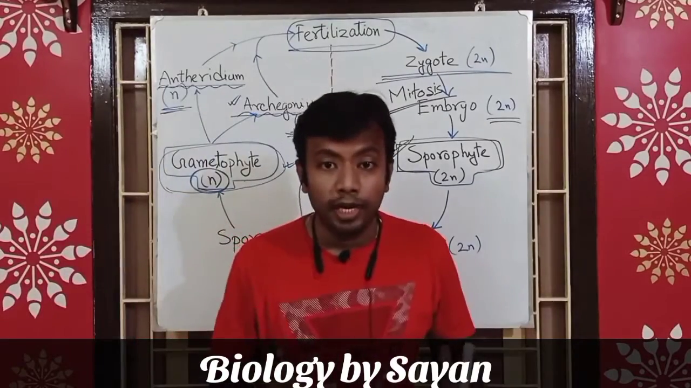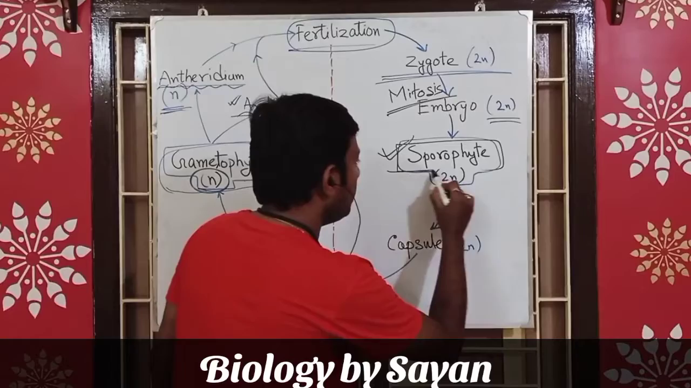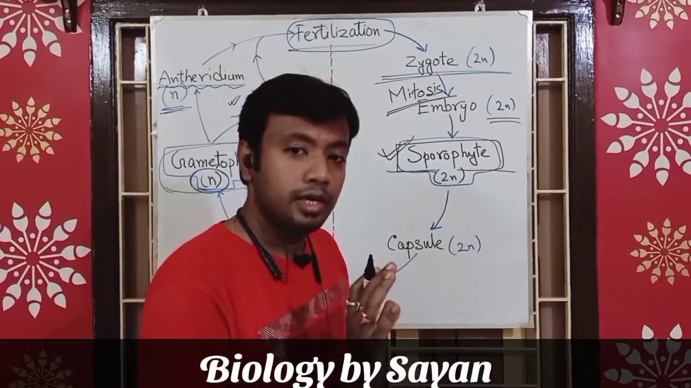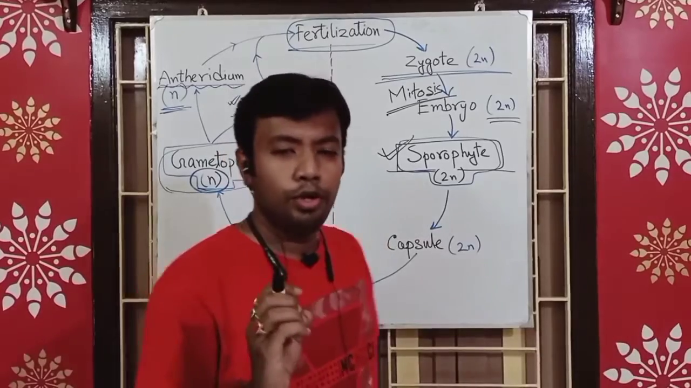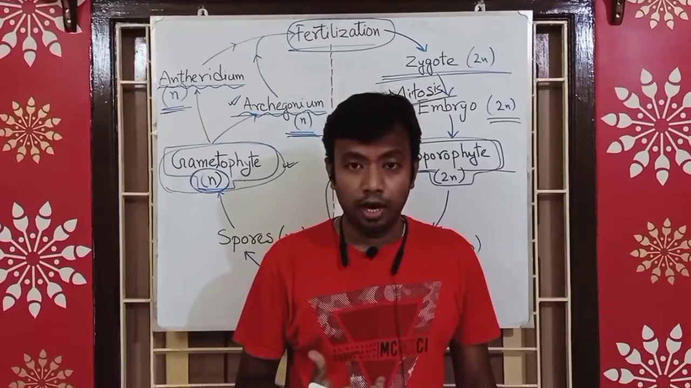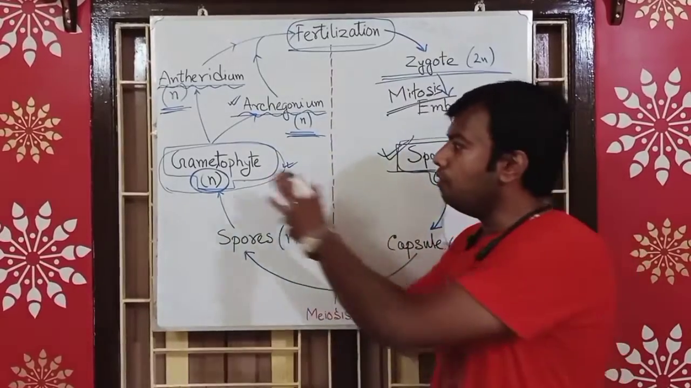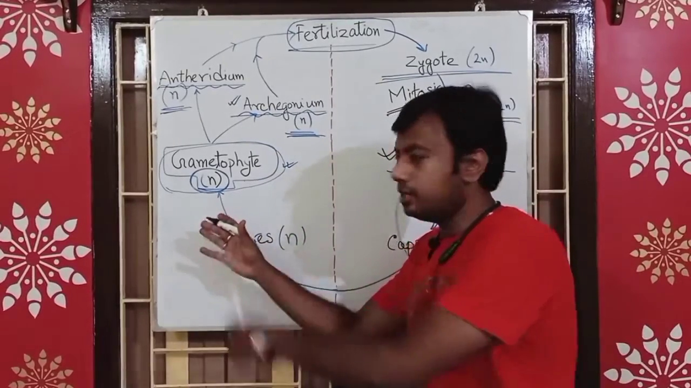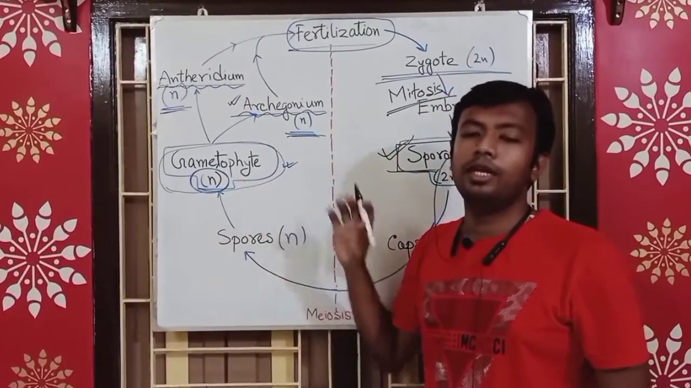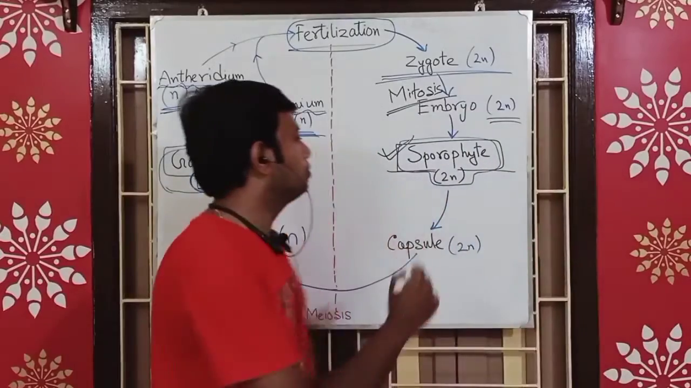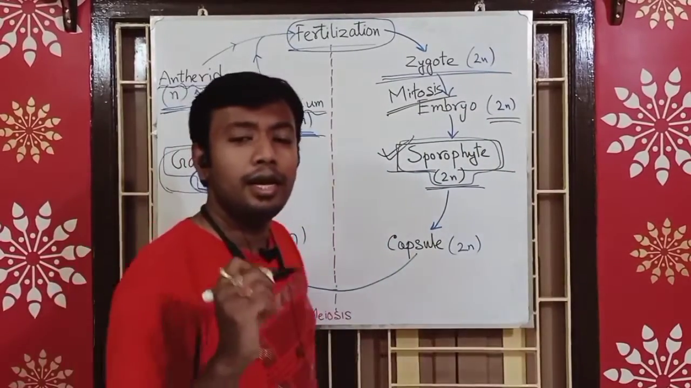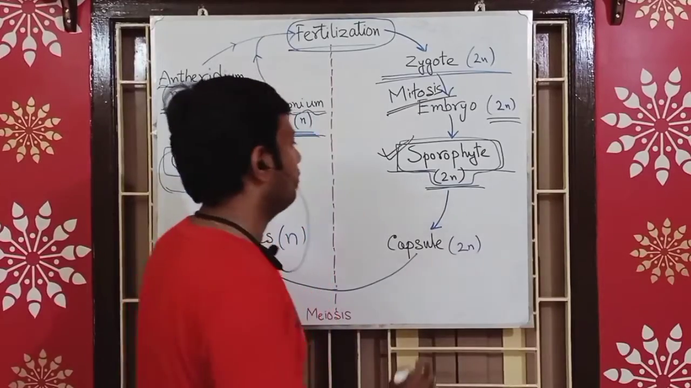What is the meaning of dependent? Dependent means this sporophytic generation, or the sporophytic plant part, is not able to produce food by itself. It cannot absorb water from the ground, and it is dependent on this sexual, gametophytic generation part for water as well as food. So, the sporophytic generation is diploid in nature and is the dependent phase in the case of bryophyta.